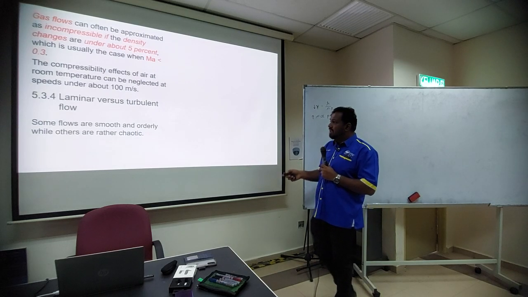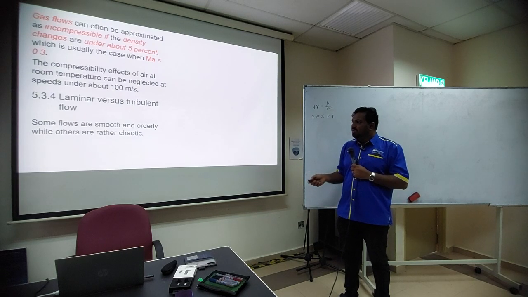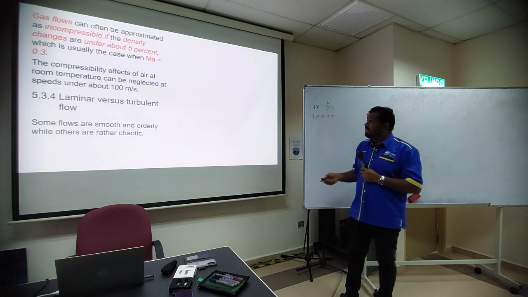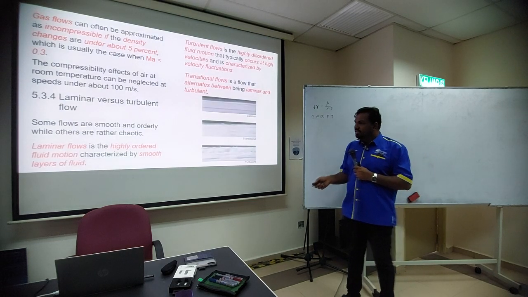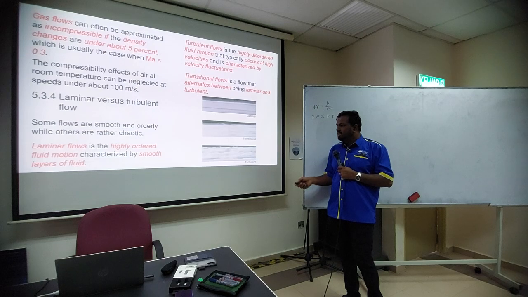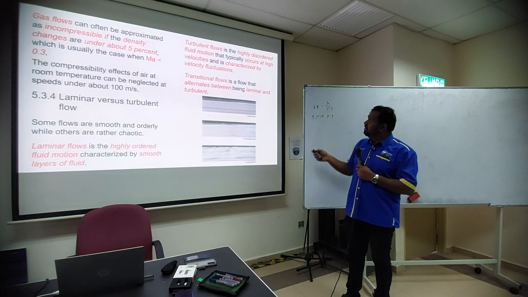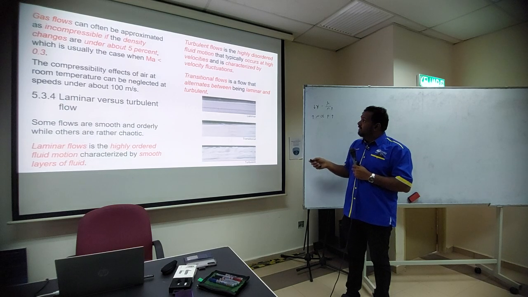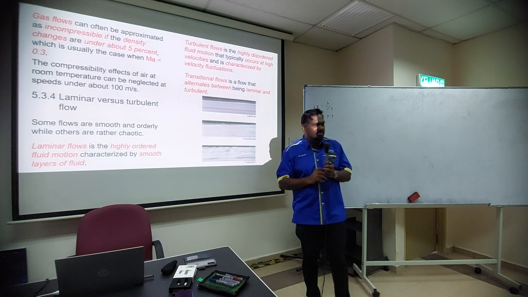Okay, then we have laminar versus turbulent flow. Some flows are smooth and orderly while others are rather chaotic. Laminar flow is highly ordered fluid motion characterized by smooth layers of fluid. Okay, and we have turbulent flow and transitional flow. The best example for this is as follows.